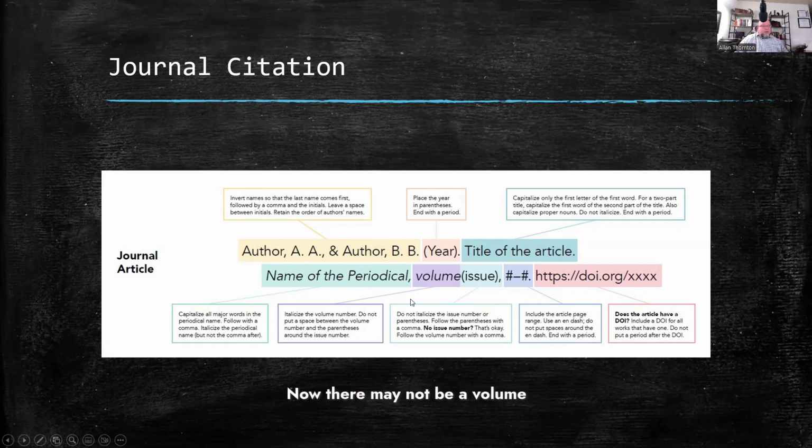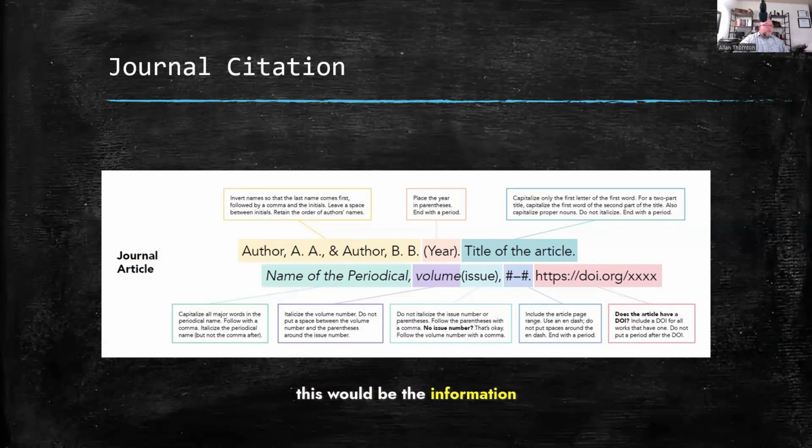Now, there may not be a volume and issue number or a page number associated with it because these all come from off the website. But if you're quoting from a journal that you're using for some type of research paper or for anything you're writing in class, this would be the information you would need. It's very similar. It starts out all the way up to the year. The author's names and the year are done exactly the same. You don't change anything with that.